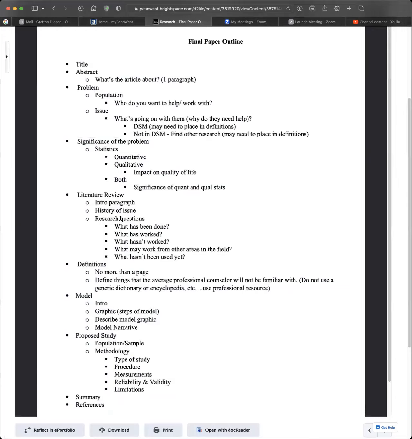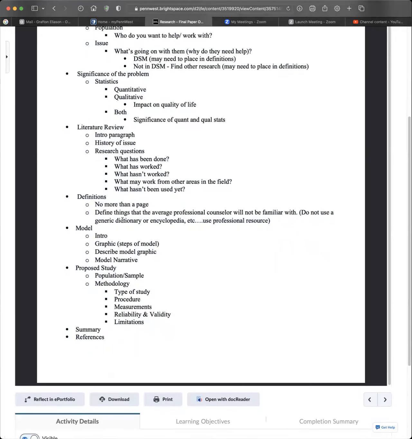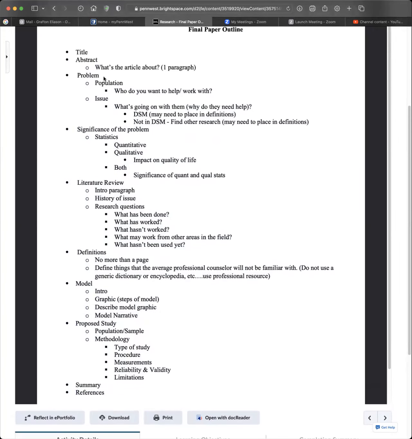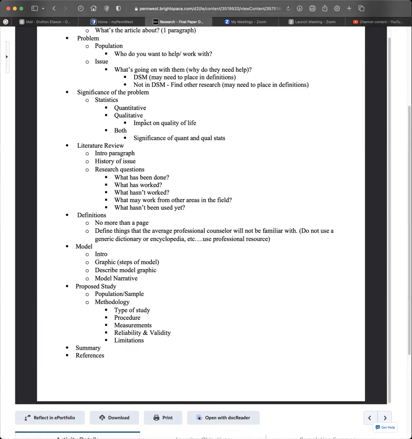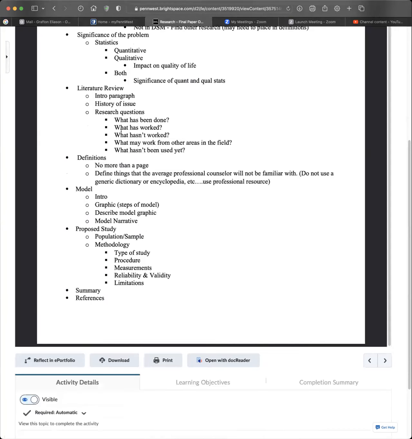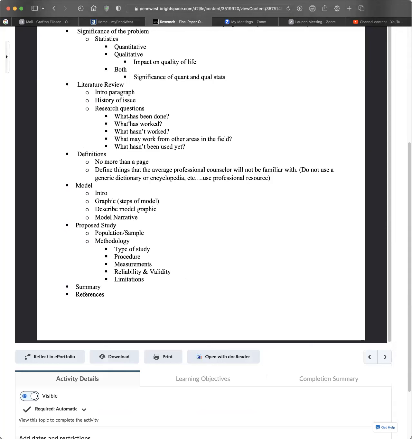Now, the lit review is going to be the longest part of this. I would say, abstract's a paragraph on its own page, title page is its own page. Problem and issue, that could be about 1 to 2 paragraphs. Significance of the problem, 1 to 2 paragraphs. And then the lit review is the rest of the paper except for the 1 page of references.